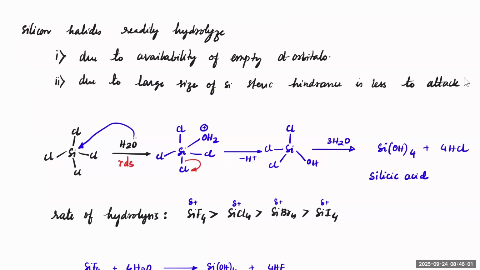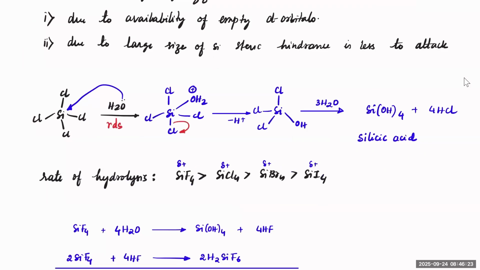So now water will directly attack silicon first. It can accommodate it because of its empty d orbital. Later on, chlorine can leave, and this Cl minus can take H plus away and convert it to HCl. So you will get this form. And imagine doing it 4 times. So you will get Si(OH)4.